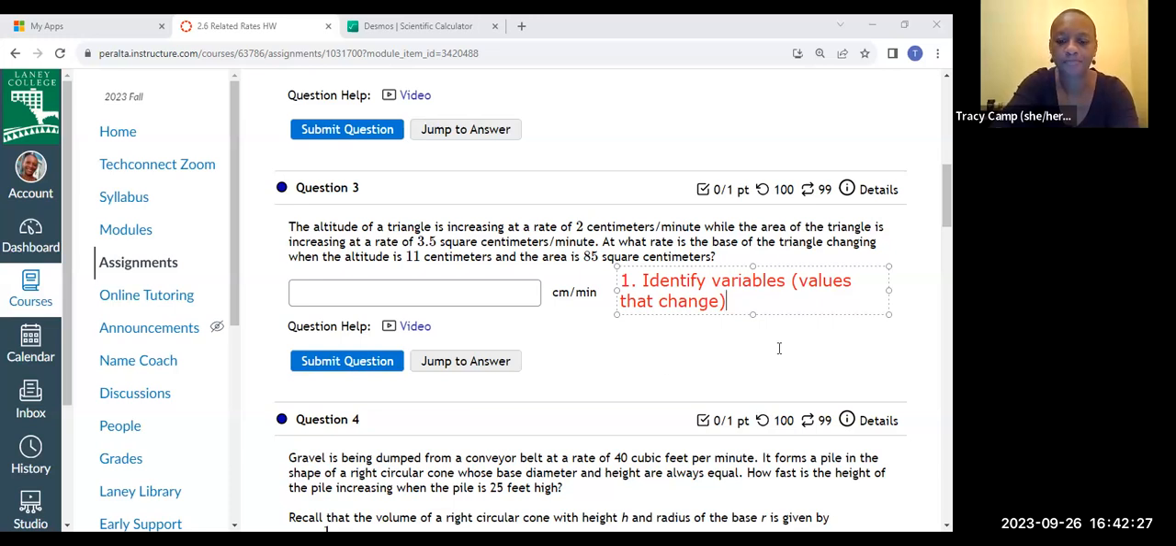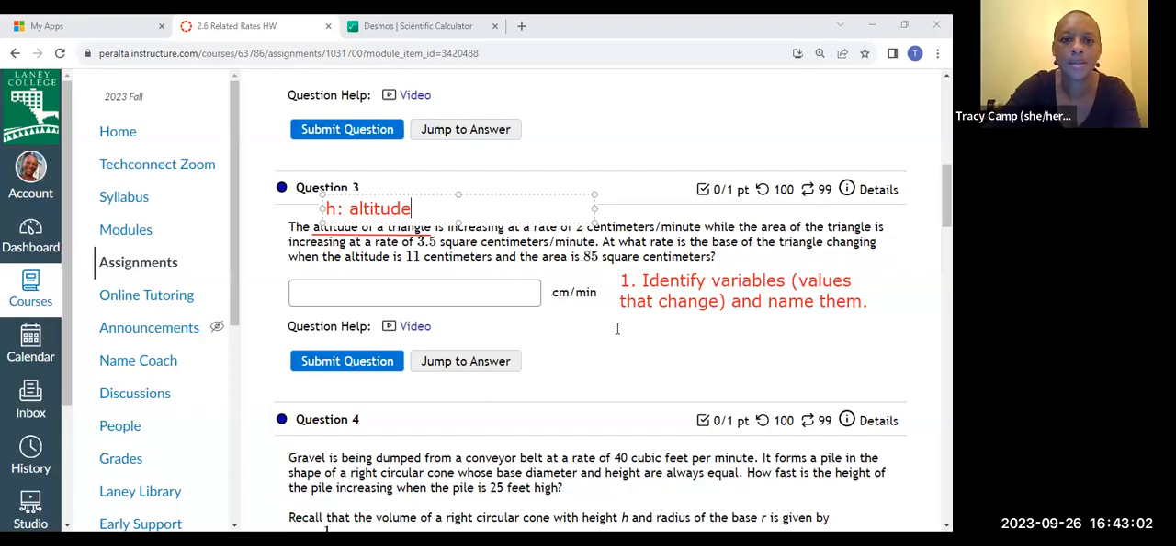And give them a name. So we'll identify our variables and we'll name them. Notice I have the altitude of a triangle. That's one of my variables. Let's just call that H for height, because altitude is the same thing as height. So H will be my altitude.